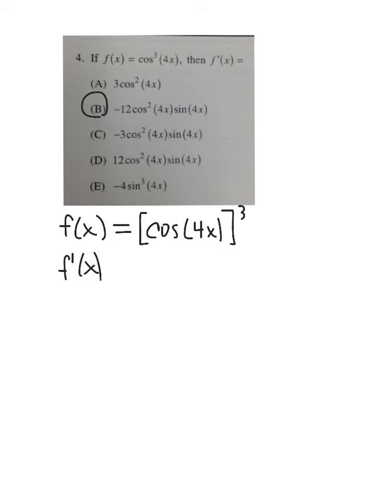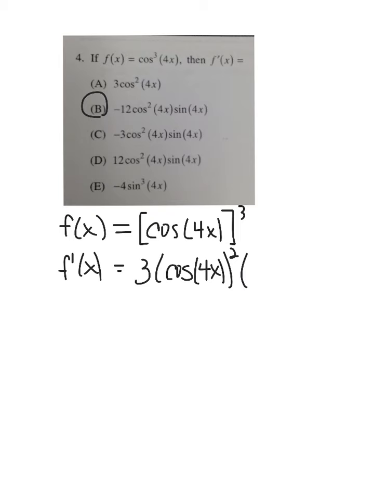So I would start by rewriting my original function. So put the cube on the outside because I'm going to need to take the derivative and I'm going to need to do chain rule. So the 3 drops down in front. Let's keep everything on the inside the same for right now. Raise that to the second power. Now you need to take the derivative of the inside.